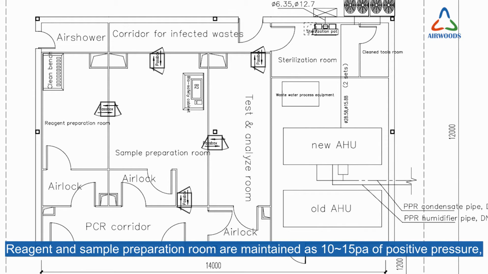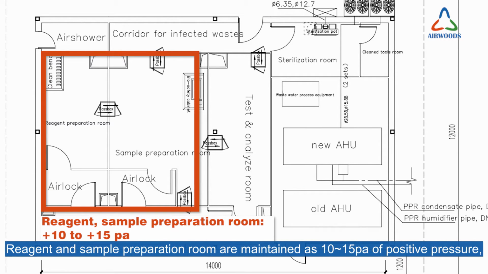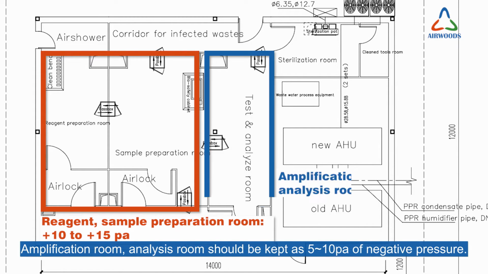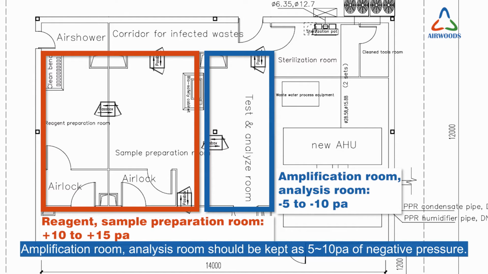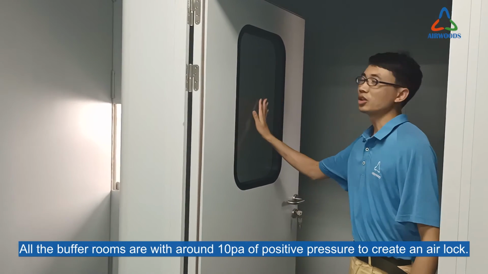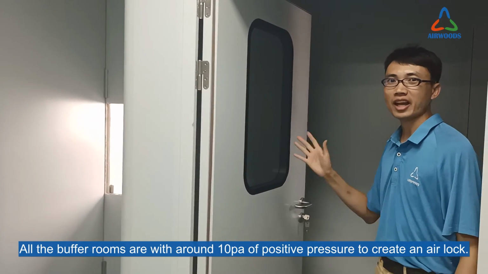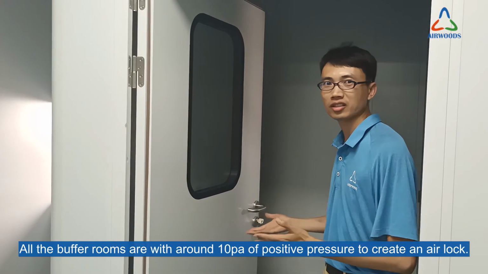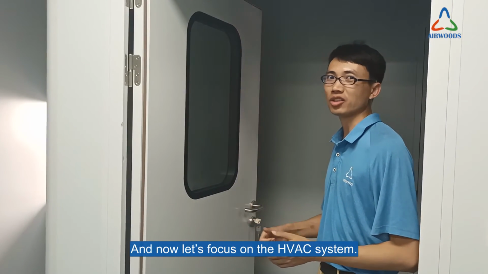The reagent preparation room and sample preparation room are maintained at 10 to 15 Pa of positive pressure, while the amplification room and analysis room should be kept at 5 to 10 Pa of negative pressure. All the buffer rooms are at around 10 Pa of positive pressure to create an airlock. And now let's focus on the HVAC system.